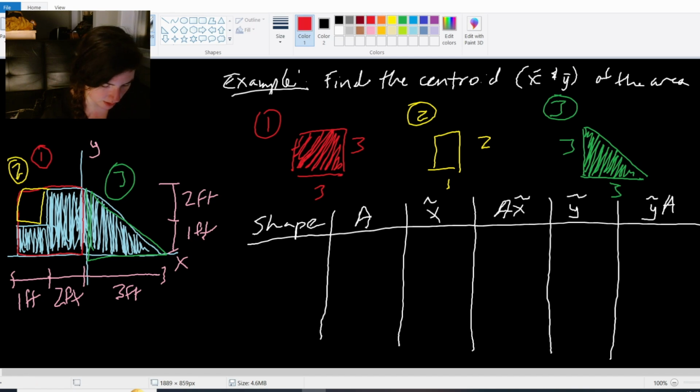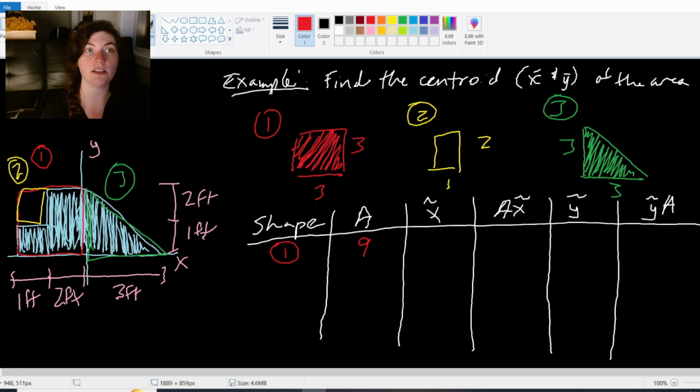So let's go ahead and do shape 1 first. I'm looking at shape 1 over here. The area of shape 1 is pretty obvious to us, right? It's a square that is 3 tall and 3 wide. It is going to be 9, right? 3 times 3, simple as you can get, just the area of a square, 9. Put that down into my table.